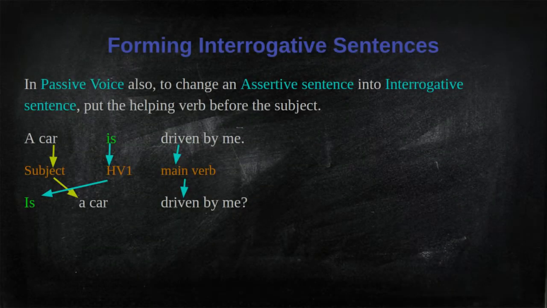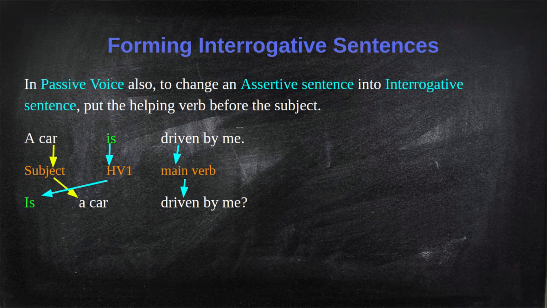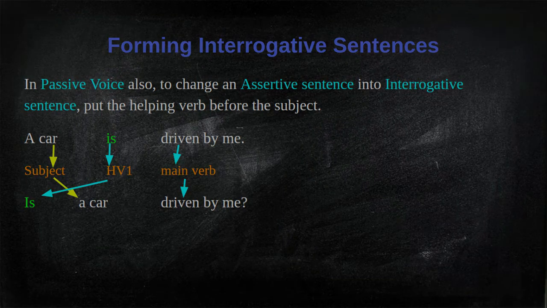Here is one more example of passive voice. The sentence is, a car is driven by me. The subject is a car. The helping verb is. To change into interrogative, first I write the helping verb is. Then after the helping verb, I write the subject, a car. Then the interrogative sentence will be, is a car driven by me?